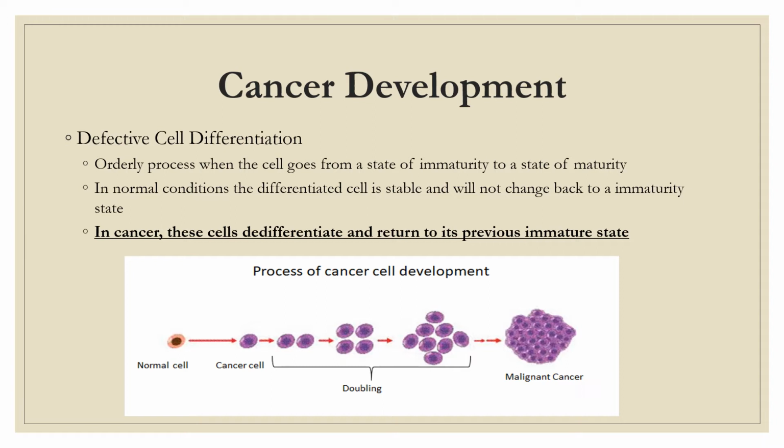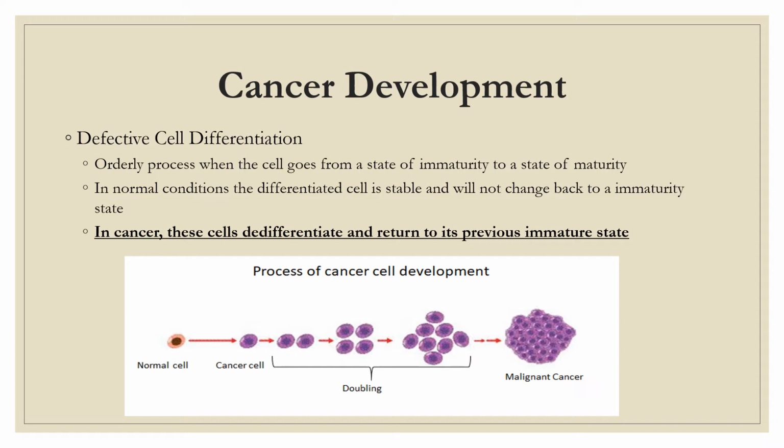So then we're going to go on to defective cell differentiation. That's the second dysfunction. Typically this is an orderly process when the cell goes from a state of immaturity to maturity. So if you think about it, a cell's growing up. They're young, they're immature, and then they're growing to a mature state. In normal conditions, the differentiated cell is stable and it doesn't change back. So it doesn't go back to its childlike behaviors, if you can think of that. In cancer cells, they do just the opposite. Instead of maintaining maturity, they pop back into an immature state.